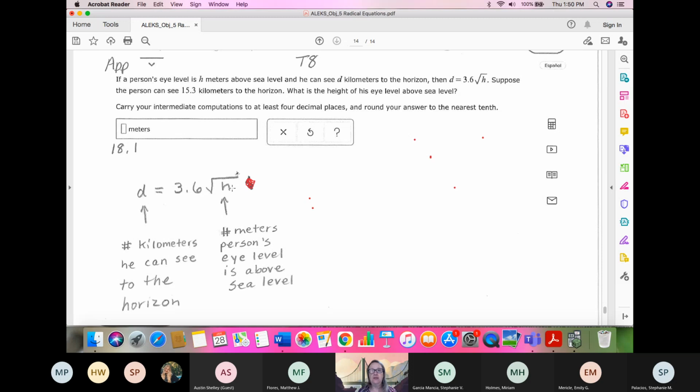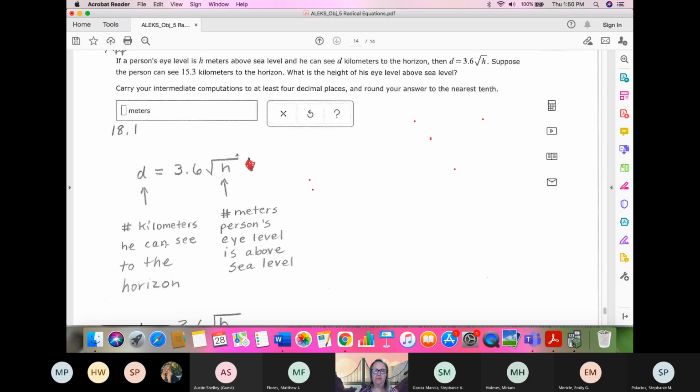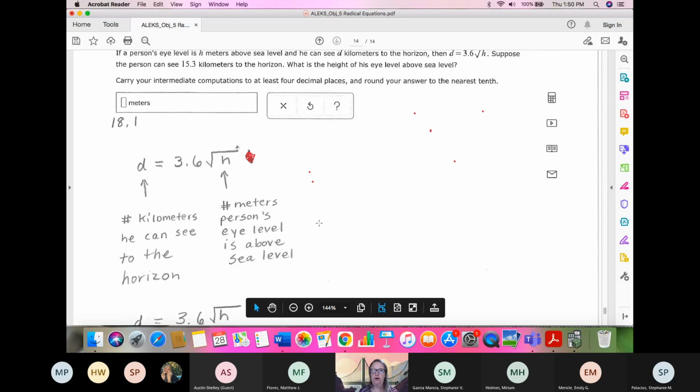Now, what's important is you know what the D stands for and what the H stands for. So I found what the D stood for. D kilometers to the horizon. So I wrote something about number of kilometers he could see to the horizon. And then I wanted to know what H stood for. So I looked for H. If a person's eye level is H meters above sea level, number of meters eye level is above sea level. Wrote it down. And I looked for the question.